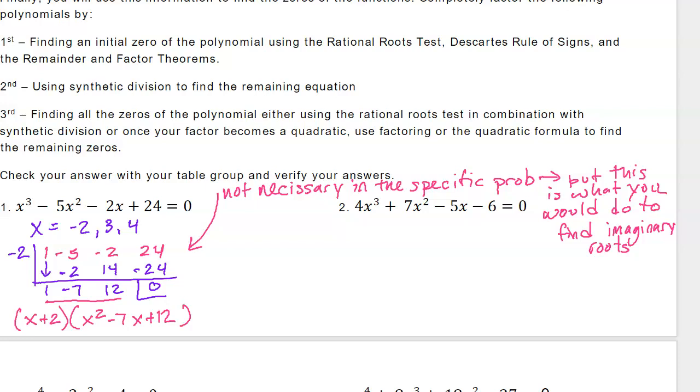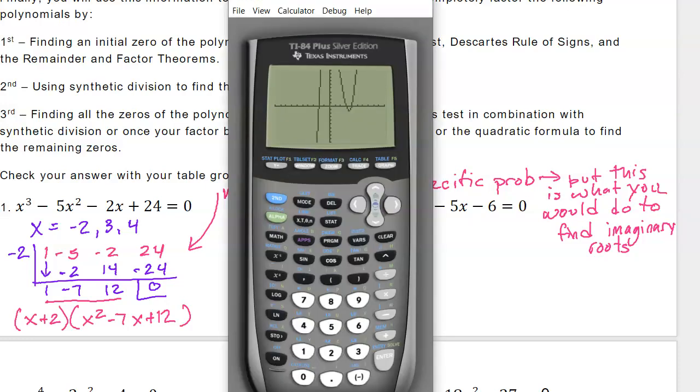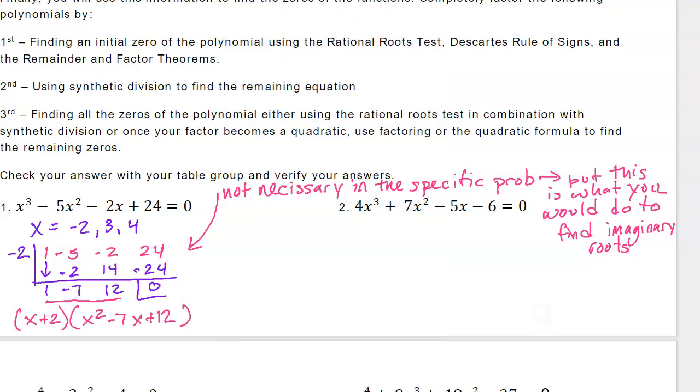If we saw on a calculator that we're going to end up with imaginary roots, we would have to plug this into the quadratic formula, which is what we're going to do next class. I'm not going to do it now. I'm not going to plug this into the quadratic formula. That's for next class. But I just wanted to show you the process that you would have to do. This does give us real roots. We know it does because that's what our calculator told us.